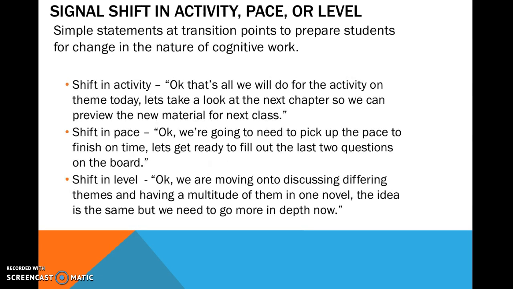If you're doing a signal shift in activity, pace, or level, it's as simple as talking at a transition point. If it's a shift in activity, you're saying, okay, that's all for the activity on the theme today. Let's take a look at the next chapter so we can preview the new material. If you're shifting in pace, you can say, okay, we need to pick up the pace to finish on time. Let's do the last questions on the board. And if you're shifting in level, you want their cognitive capability to go up. So you'll say, okay, we need to talk about multiple themes instead of just a theme. It's the same process, but we need to go more in depth now. And that means they need to level up essentially and think deeper.